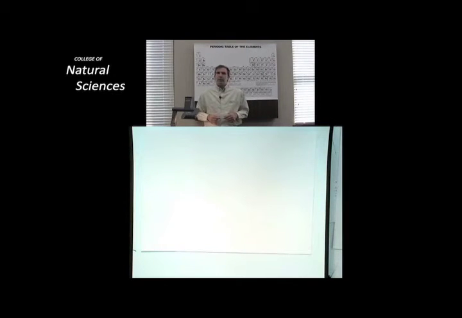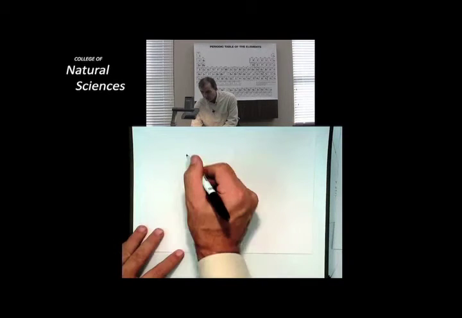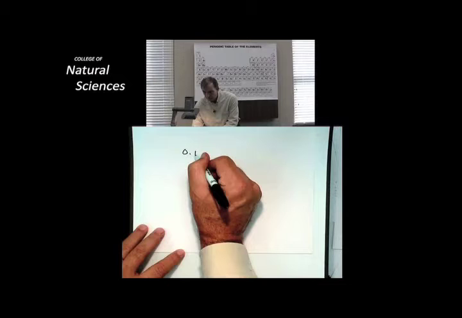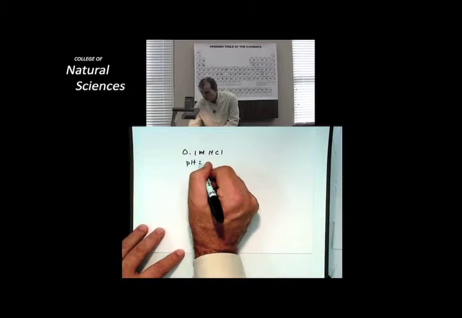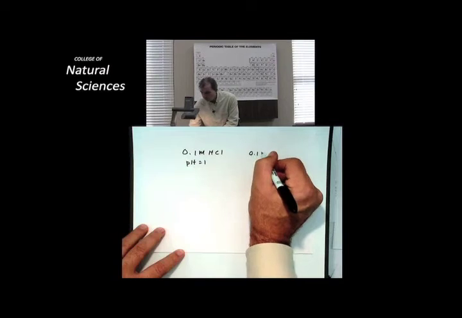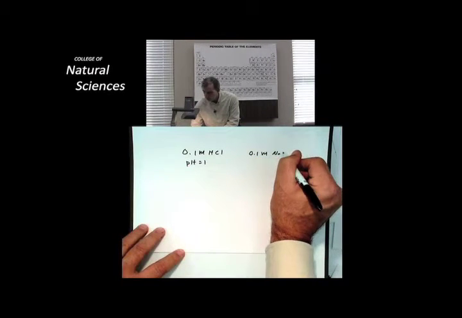I've just finished doing calculations of strong acids and strong bases, and I ended up working problems where if I had 0.1 molar HCl, I knew that the pH was equal to 1. And I knew that if I had 0.1 molar NaOH, that the pOH was equal to 1.